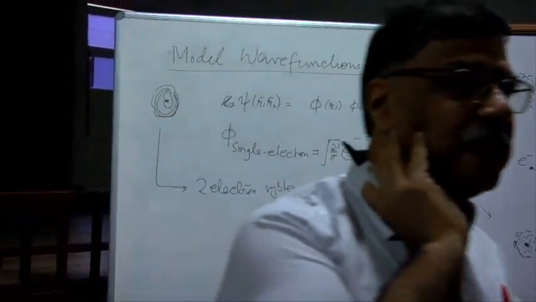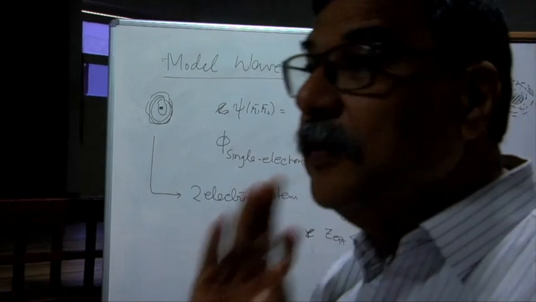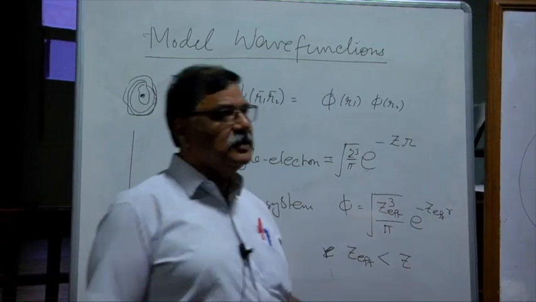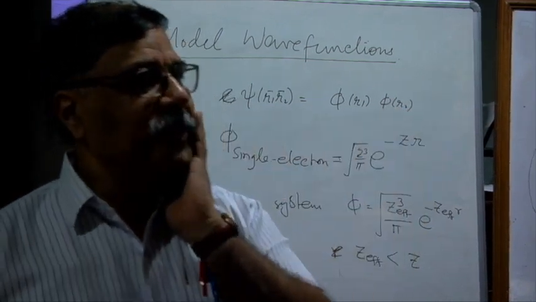Is that making sense? Can you plan such that in 10 minutes we'll have it? So in a two electron system, Z effective, does that make sense? Or is there any comment on that?